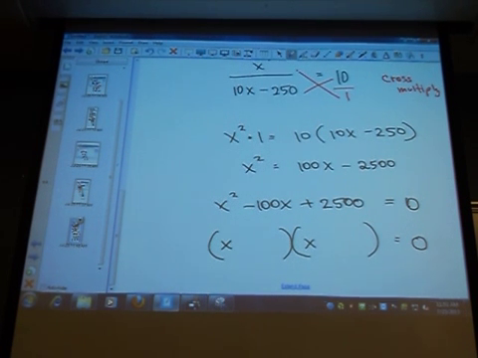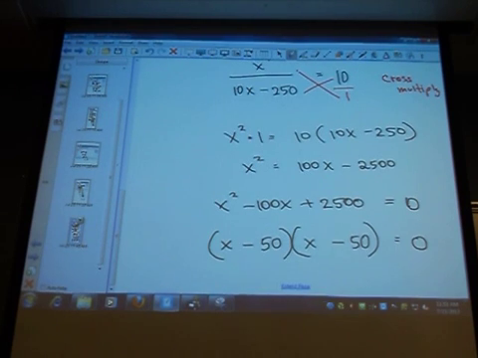Okay, now what would factor? Instead of thinking about 100 and 2500, think about 10 and 25. What would multiply to 25 and add up to 10? 5 and 5, okay? So instead of 5 and 5, to add to 100, it needs to be 50 and 50.